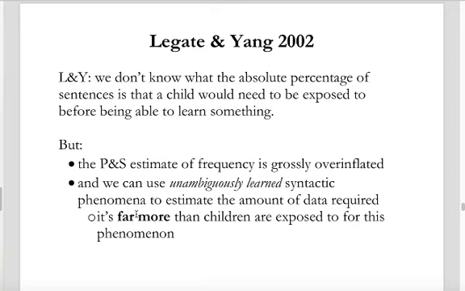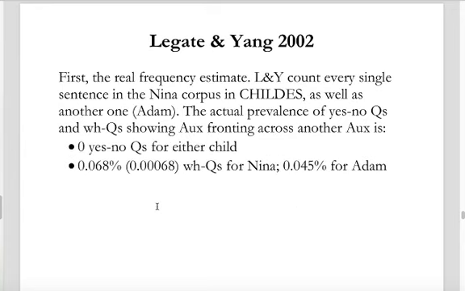And while we don't know how many absolute sentences or percentages of sentences you'd need to learn syntactic things, we can still use some syntactic phenomena that have to be learned, we know they're learned, to estimate how much data it requires to learn something. So they're going to use unambiguously learned syntactic stuff, things that everybody agrees are learned from primary linguistic data, to estimate, hey, how much input does a child require to learn this kind of thing? And the claim there is going to be that it's far, far more than children are exposed to for the auxiliary fronting phenomenon. So let's see how this works.